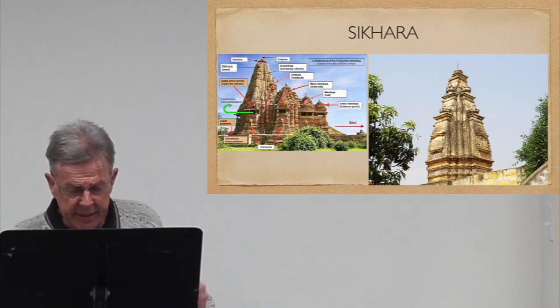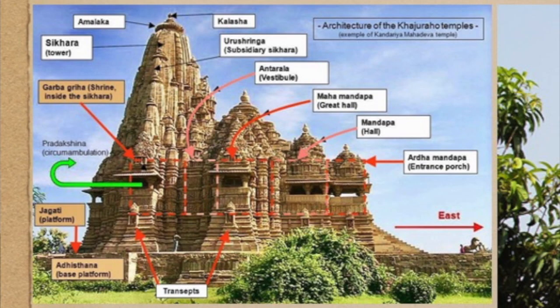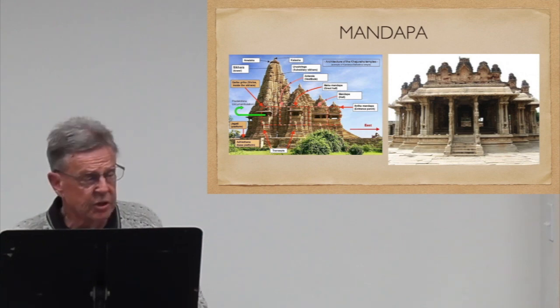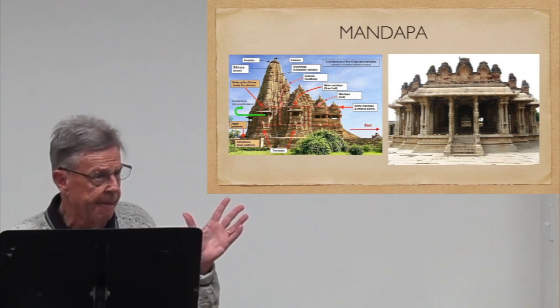The mandapa, I think you can see on the diagram. It's in the middle, pointing to it. Yeah, I think it's in the middle. I would get up, but I might not get back down. So the mandapa is a hall or a pavilion. This is where a lot of the public rituals are held in the temple.